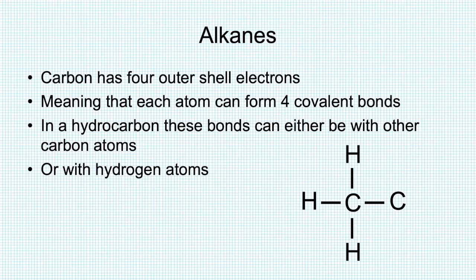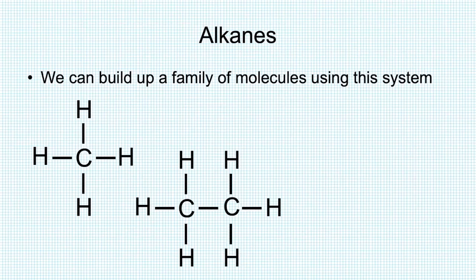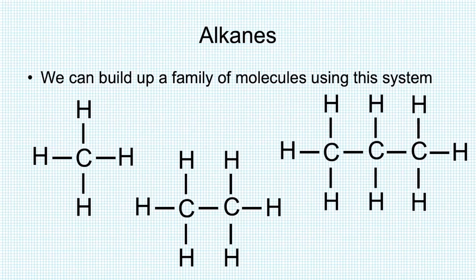Now, if we do it with carbon atoms, then obviously that second carbon atom now also has another 3 spare electrons that we can use for bonding, so we can fill those up with hydrogen atoms like this. And we can build up a family of molecules using this system. We've got one with 1 carbon atom surrounded by 4 hydrogen atoms, one with 2 carbon atoms surrounded by 6 hydrogen atoms, and one with 3 carbon atoms surrounded by 8 hydrogen atoms. And these are the alkanes.